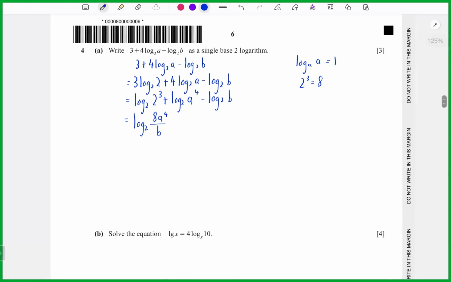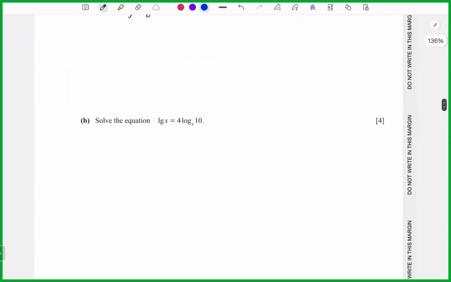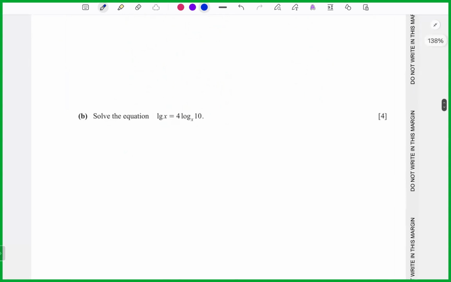Okay, so now we try going to the next question. Question B. Solve the equation log base 10 of 10x equals 4 log base x of 10. Okay, so now you need to change the base. Okay, so I'll try right here. x equals 4 log x 10. So a better way, I change.